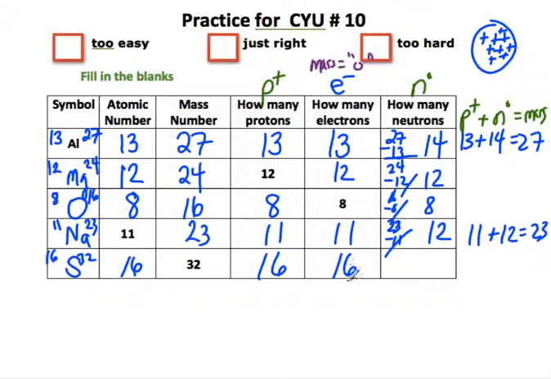The electrons have mass, but hardly anything worthwhile considering when we consider the mass number. So that mass of 32 comes from the 16 protons and the 16 neutrons. So 16 plus 16 is 32.